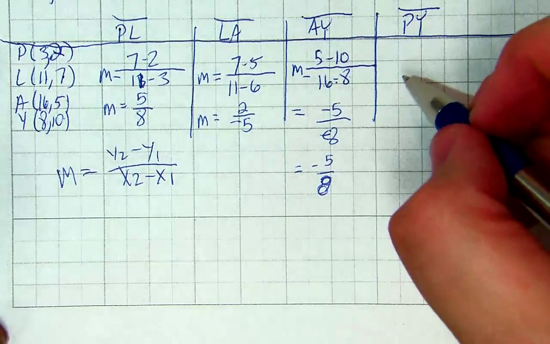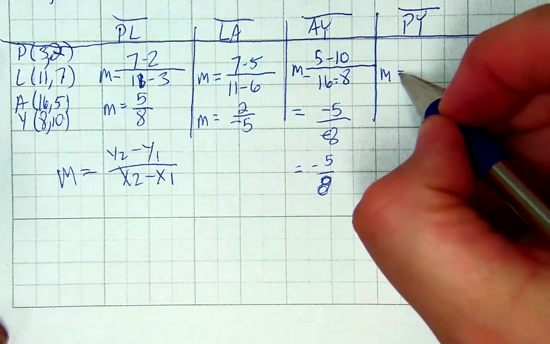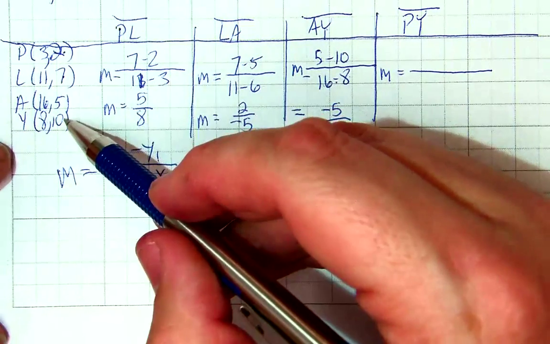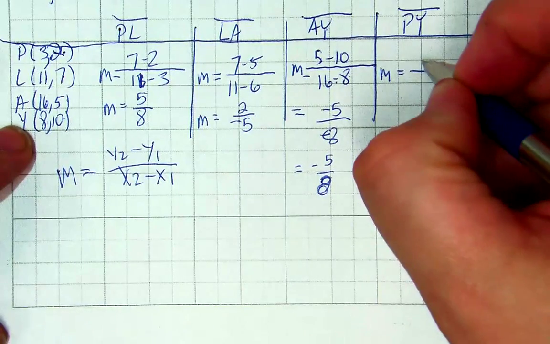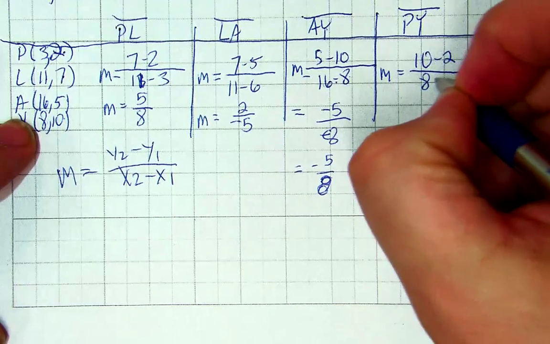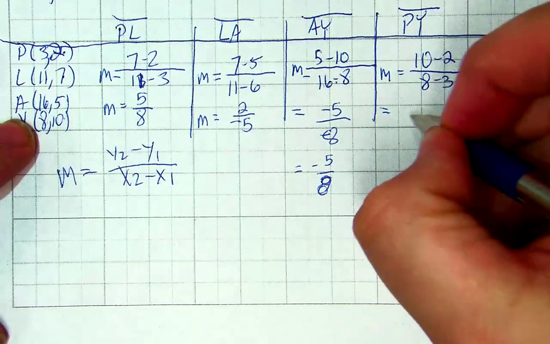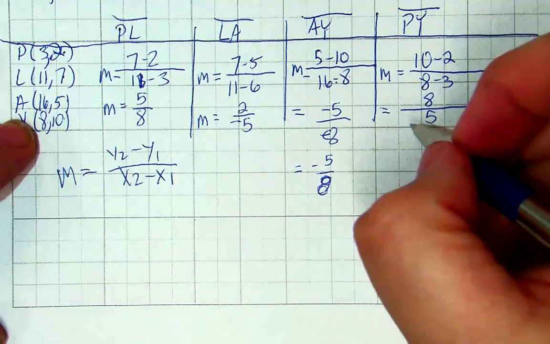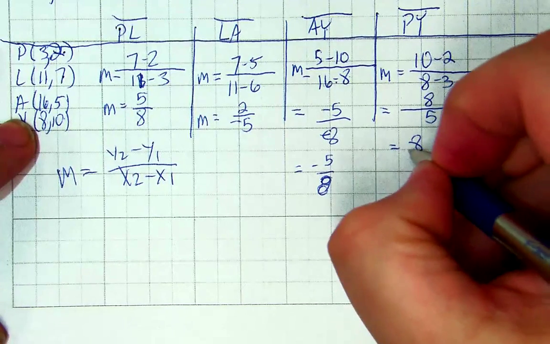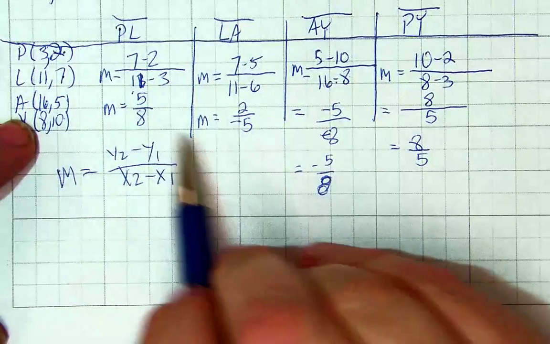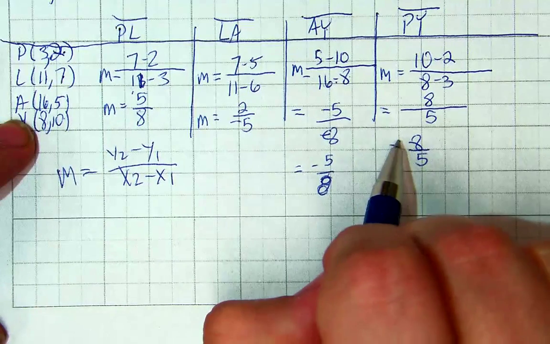And lastly, PY. So I need the slope of PY. P is 3, 2. Y is 8, 10. So I'm going to take the Y's, 10 minus 2, and then 8 minus 3. I'll get 8 over 5. So that's 8 over 5. So I have 5 over 8.